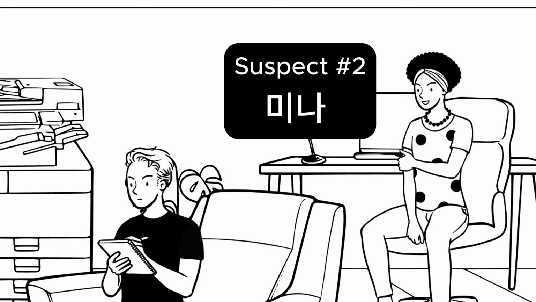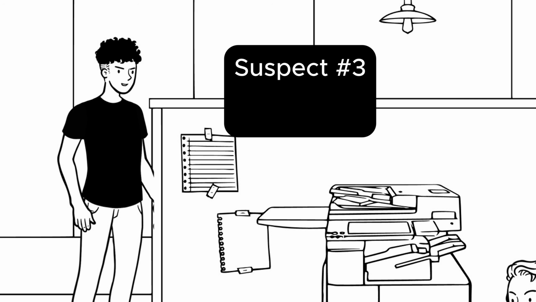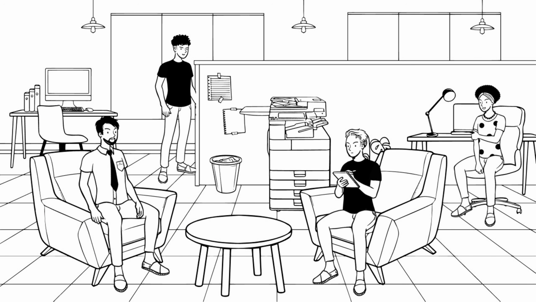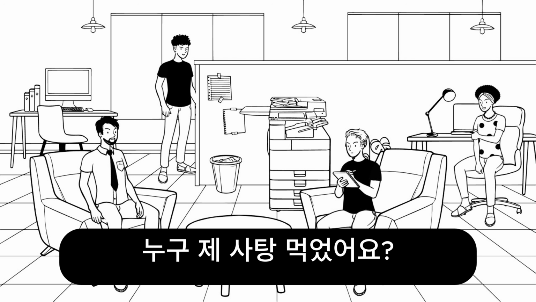She's the kindest person that you've ever seen. As your third suspect, you have Martin, who barely speaks, so no one really knows much about him. As your last suspect, we have the boss, or 사장님. He's always kind and friendly to everyone. So with everyone present here, you ask the question, 누가 제 사탕 먹었어요?